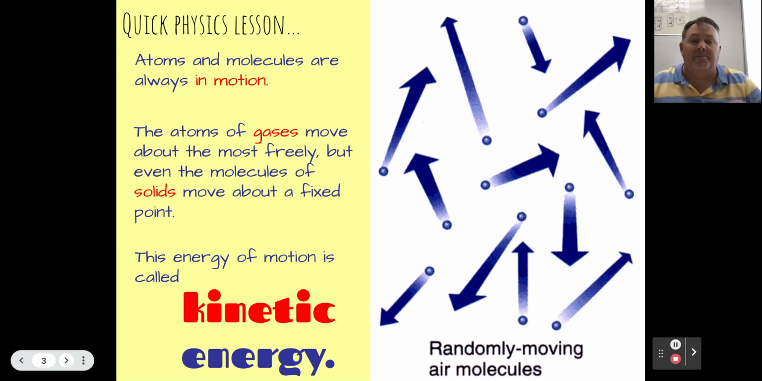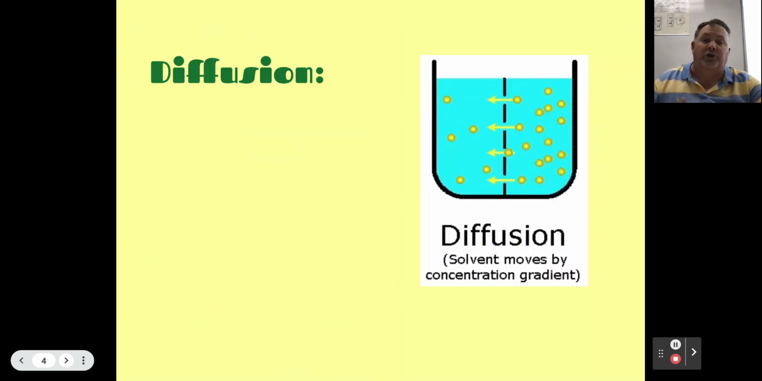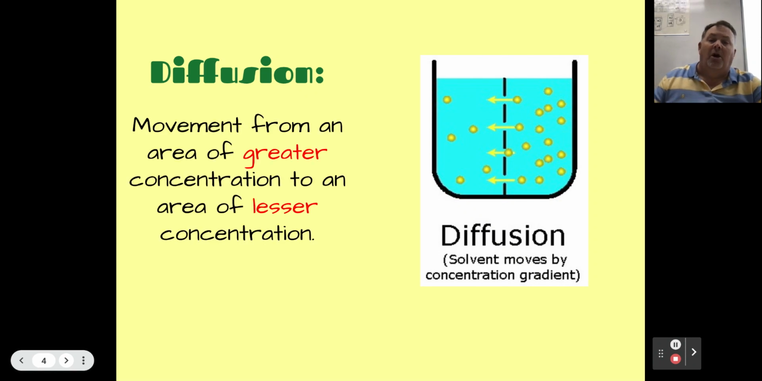But that's physics. So just be aware that molecules are in this constant motion, which leads us to this first phase, which is called diffusion. So for our purposes in biology, diffusion is the movement of molecules from where they're at the greatest concentration to areas where there is less of them or lower concentration.